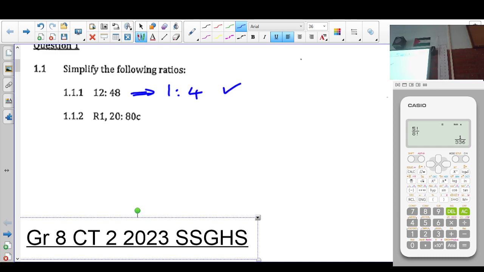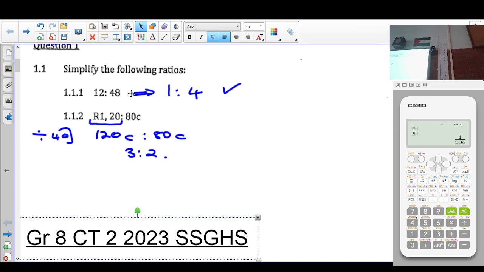The next one, we got the 120 cents is to 80 cents. So first we must get it in the same SI unit. So which one is smaller? 1 rand or 1 cent? 1 cent. So how many cents are there in a rand? 100. So that will be 120 cents is to 80 cents. So what number goes into both without the remainder? 40. 40 goes into 120 3 times and into 80 twice. I don't need the SI unit. Okay.